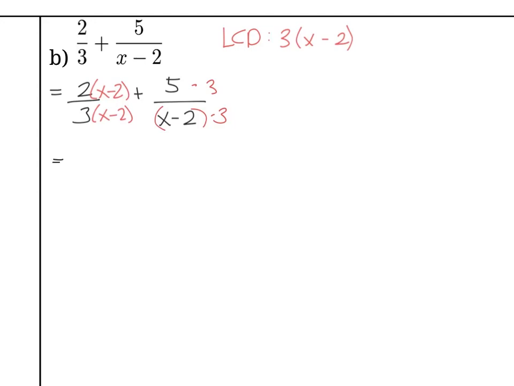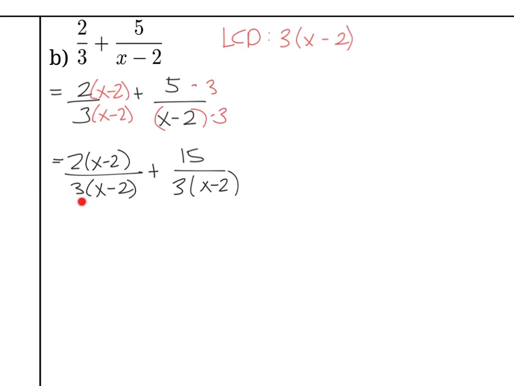So I will have in the numerator 2 times x minus 2 all over 3 times x minus 2. Then I have plus, I've got 5 times 3, which is going to be 15, all over, then I'm going to bring the 3 in front just so it matches the other denominator, and I have 3 times x minus 2. And ta-da, our denominators are matching, therefore we can add those numerators. So we are going to have 2 times x minus 2 plus 15 all over 3 times x minus 2.